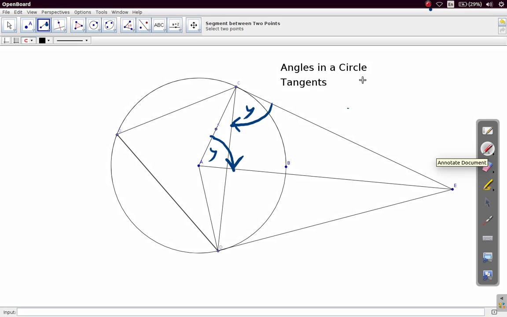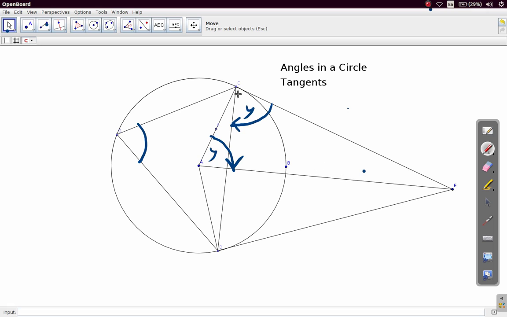The question now is, what is the angle at this point right here? Alright? What is this angle equal to? Let's see.